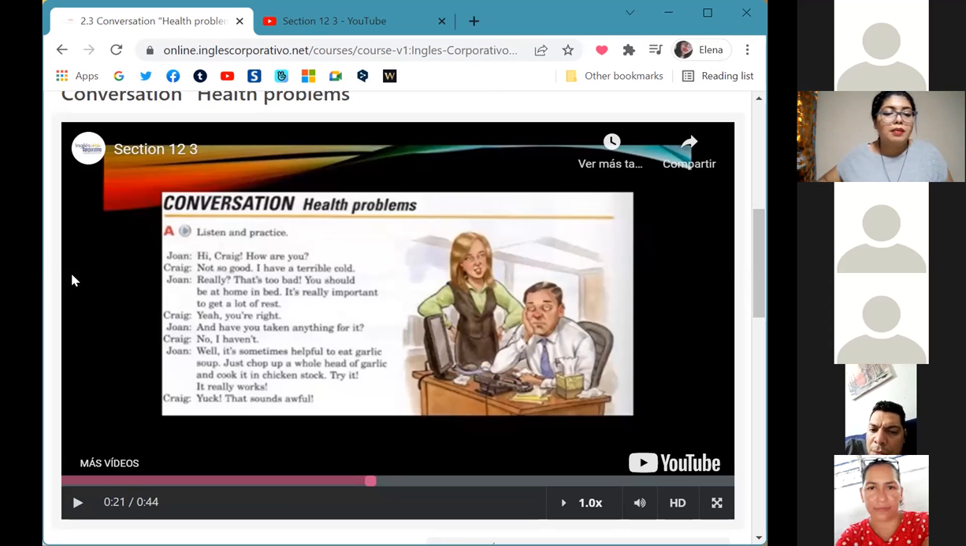In this case, we're going to pay attention to this phrase. It's really important to get a lot of rest. In that phrase, we are using the infinitive. En esa frase donde ella le dice, en serio, eso es muy malo, deberías de estar en casa, en cama, es muy importante que tengas mucho descanso, to get a lot of rest. In that case, she is giving an advice, ella le está dando un consejo.